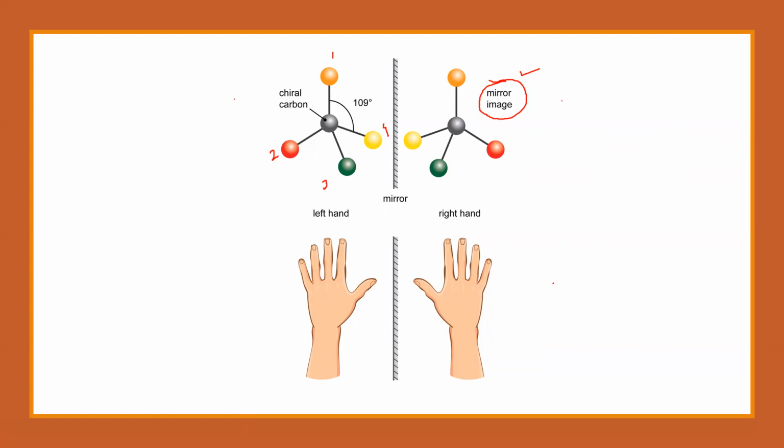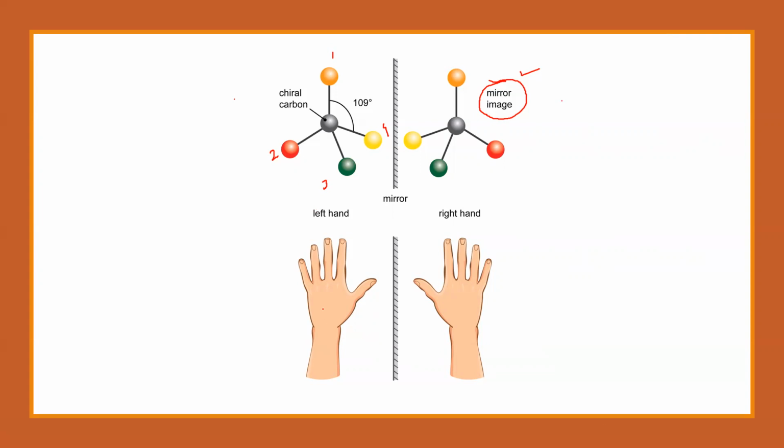Likewise, this molecule and this molecule are mirror images of each other. They are not superimposable. What do I mean by superimposable? If I take this structure and put it on top of this, will they superimpose? No. Will yellow be on yellow? No. Will red be on red? No. Clear? They are non-superimposable. Such non-superimposable mirror images are called enantiomers.